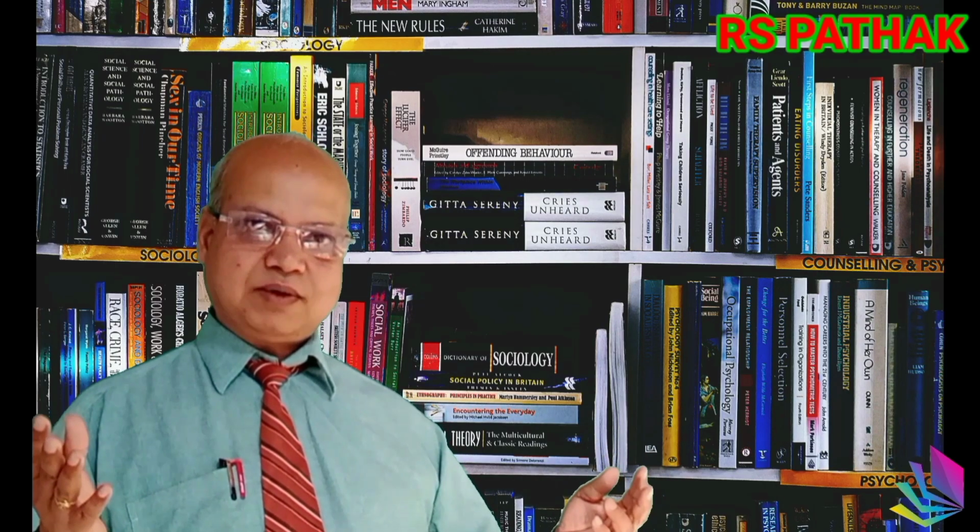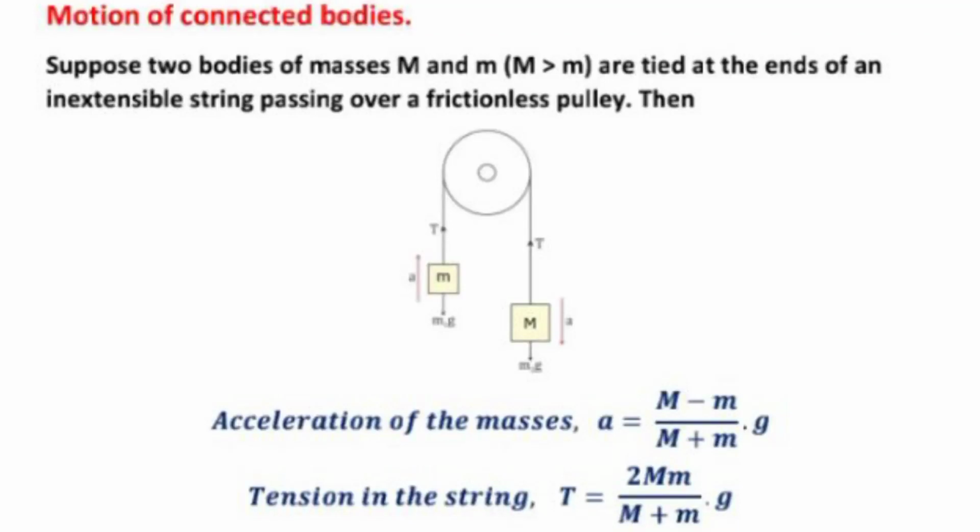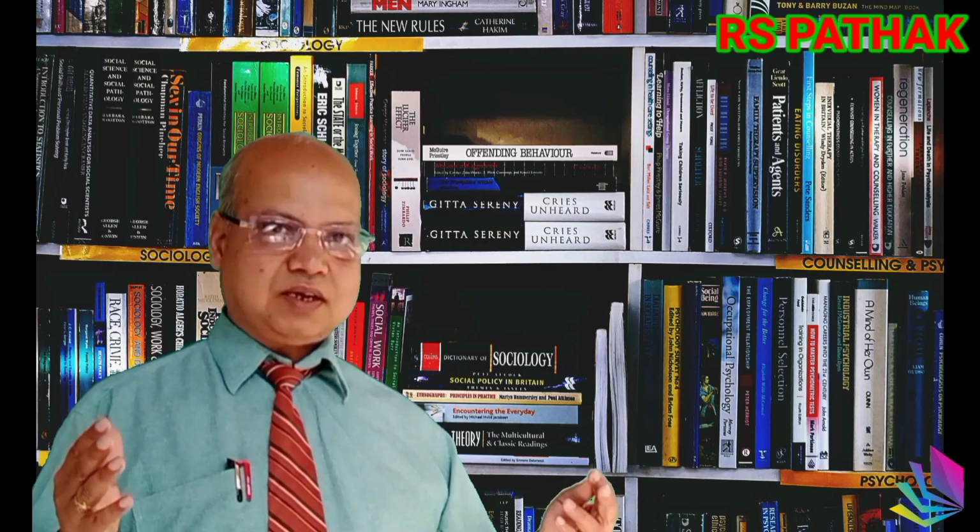Motion of connected bodies. Suppose two bodies of mass capital M and small m, where capital M is greater than small m, are held tight at the ends of an inelastic string passing over a frictionless pulley. Then the acceleration of the masses a equals capital M minus small m upon capital M plus small m, times small g. Tension in the string will be T equals 2 capital M small m upon capital M plus small m, into g.